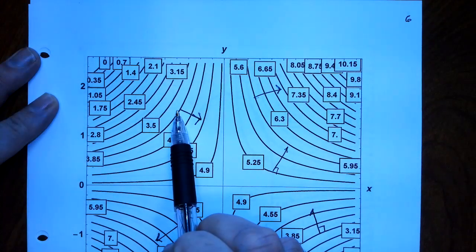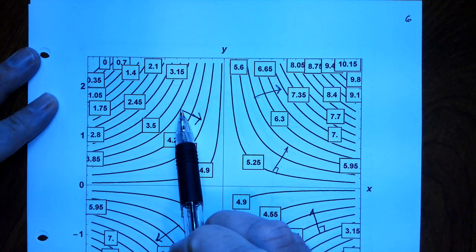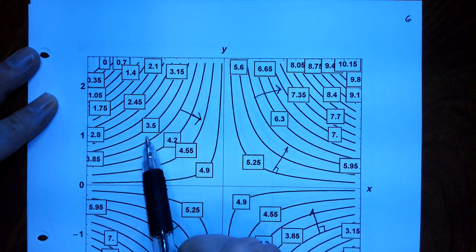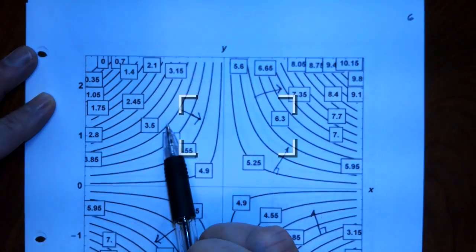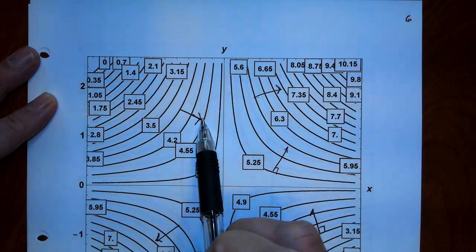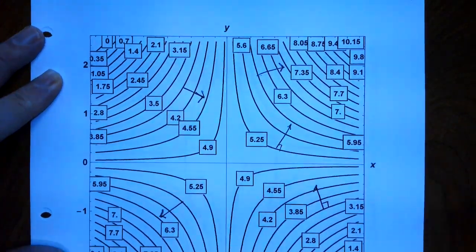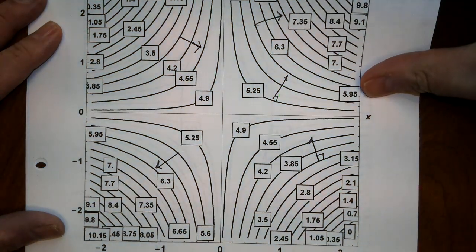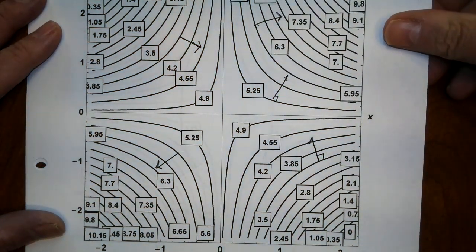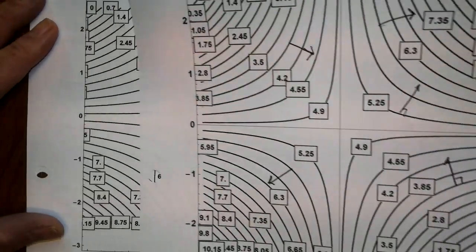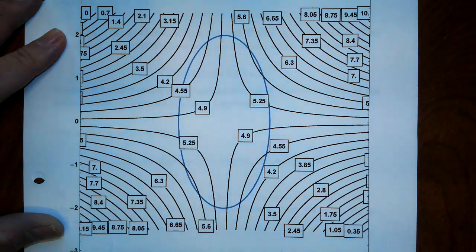Likewise, if I went over to this point here, the gradient has to be perpendicular to the contour, which is z equals 3.85, and it has to point in the direction of increasing z, so it has to point this way as opposed to that way. So we have two functions, they both have contour diagrams, and they both have gradient vectors that are always perpendicular and pointing in the direction of maximum increase.